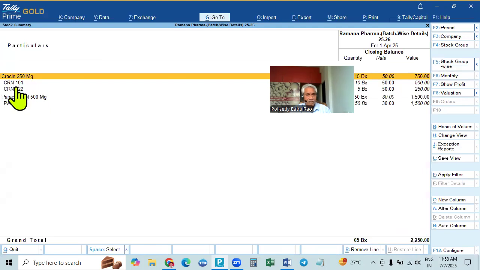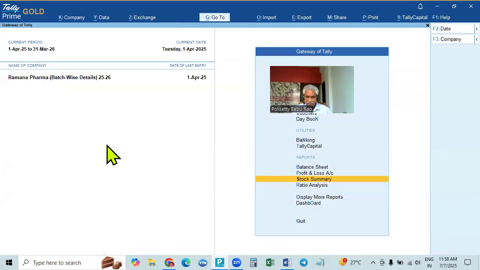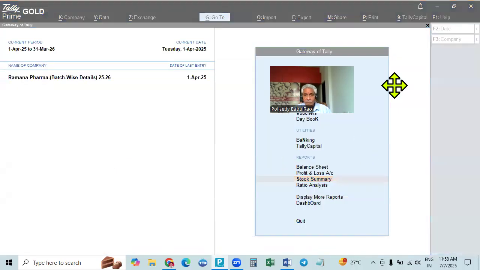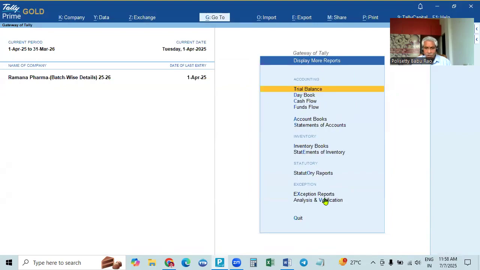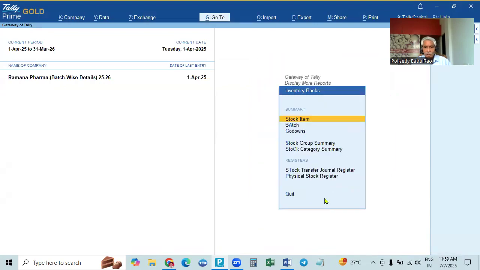And these are the items and the numbers. These only items will be shown, so the details are also showing. Okay, and then you come down like this. There is no expiry date here, that's not shown. Only the batch number is shown. So go to display more reports, then inventory books. Go to the batch.